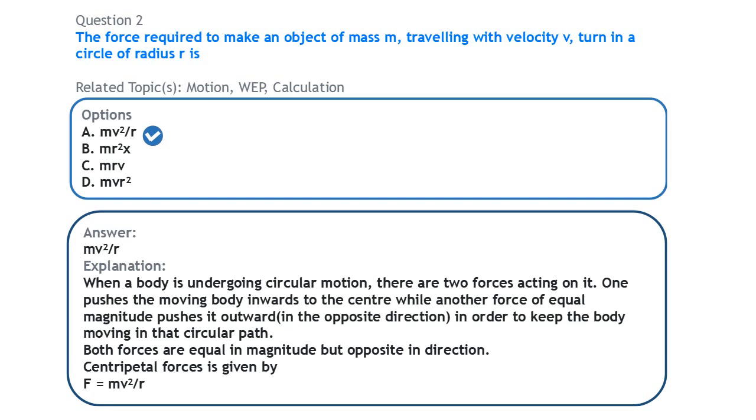So when we have a body undergoing circular motion, there are two forces acting on that body, the centripetal and the centrifugal force. These two forces are of equal magnitude but they are oppositely directed, and they act in such a way that they keep that body moving in that circular path. Now, the centripetal force is given by mv squared over r, where m is the mass of the object, v is the velocity of the object, and r is the radius of the circle in which that object moves. So we have mv squared over r as the correct option.